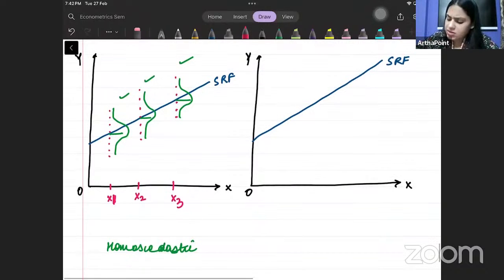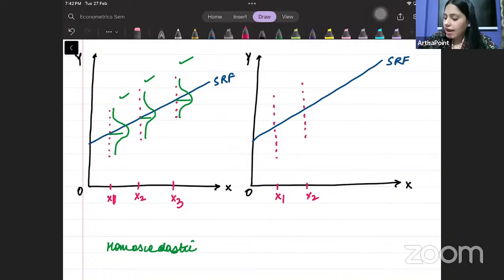Supposedly, I take x1 here and around x1 I have plotted the values here. I take x2 here, and I plotted all the values of y related to x2. I took x3 here, and I plotted all the values related to x3.